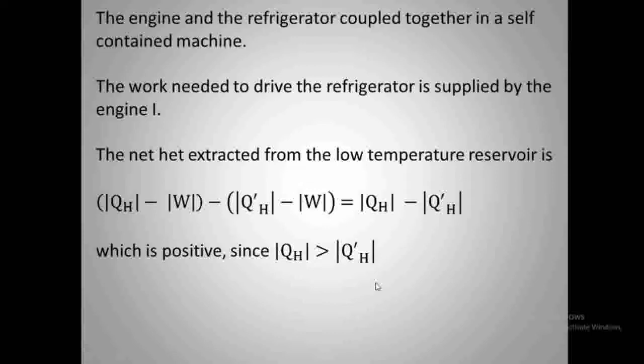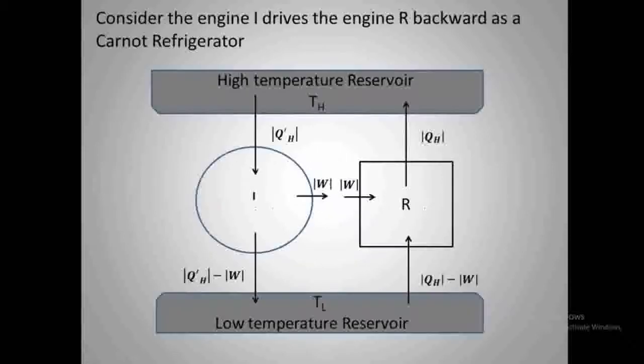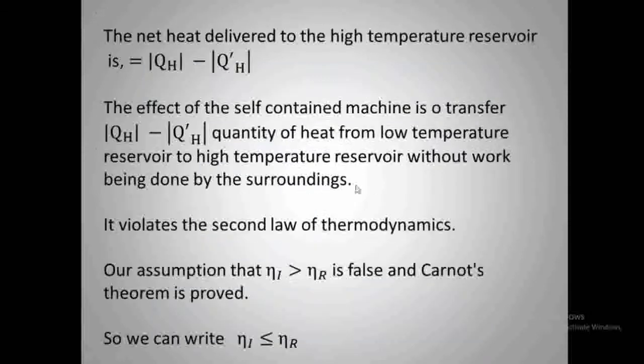This is the net heat extracted from the low temperature reservoir. Next we have to consider the net heat given to the high temperature reservoir. What is the net heat given to the high temperature reservoir? The high temperature reservoir gets QH quantity of heat, and some Q dash H quantity of heat is taken from the high temperature reservoir. So the net heat delivered to the high temperature reservoir is QH minus Q dash H.